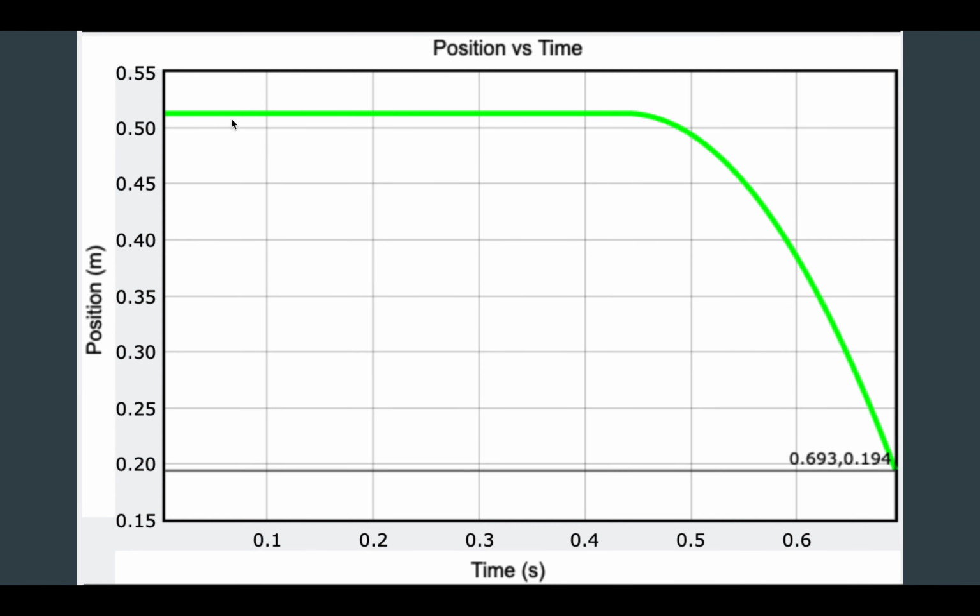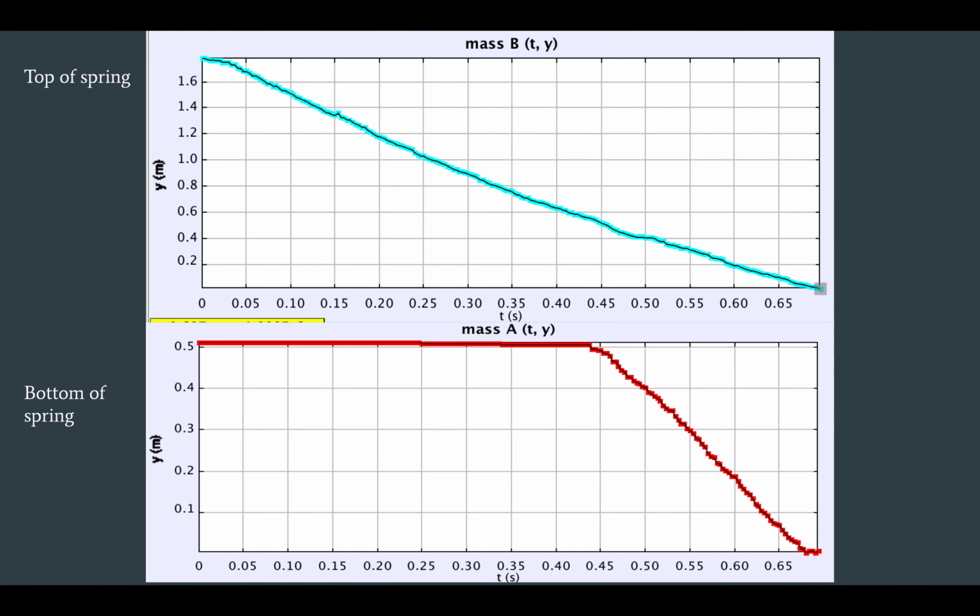So here's my graph of the motion of the bottom of the slinky. We see that it stays stationary, not moving, up until 0.43 seconds, and then begins to fall due to the force of gravity. Quickly note that at the end it is not at 0 meters. The bottom of the slinky is at 0.194 meters off the ground.